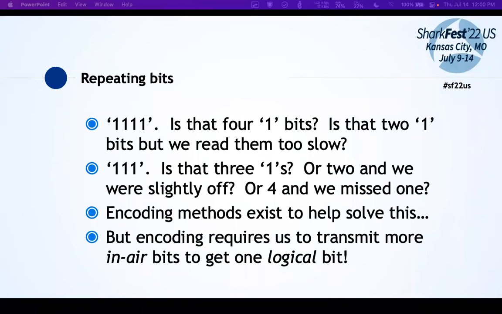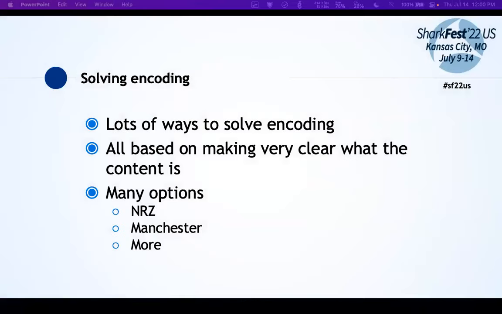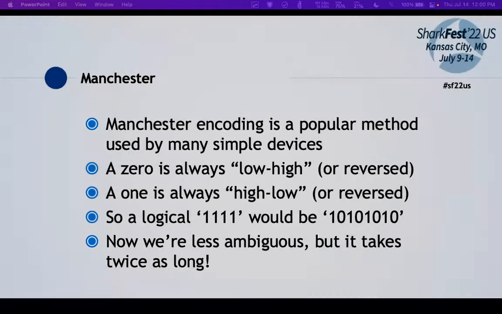So there are encoding methods that'll help solve this. It requires that we transmit more bits over the air to make up one logical bit of data that we care about, because we need to ensure that we're communicating clearly what the actual state is. There are lots of ways to solve this. We're going to talk about Manchester encoding because it's one of the more popular ones. It's used by nearly every cheap device out there that you'll encounter.